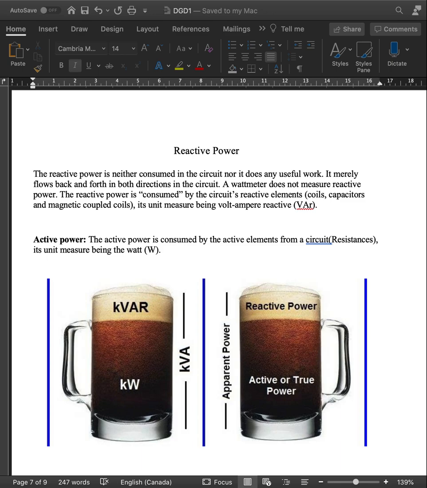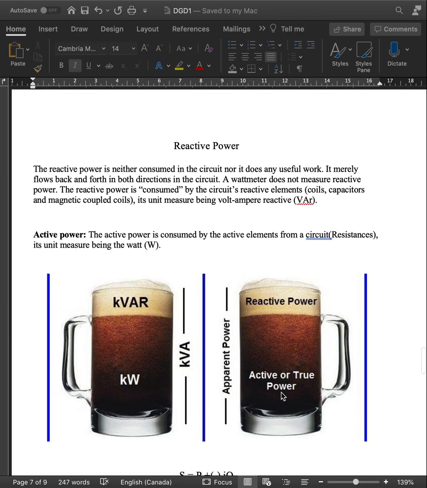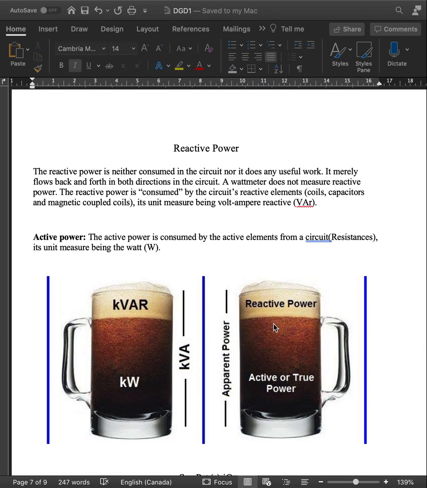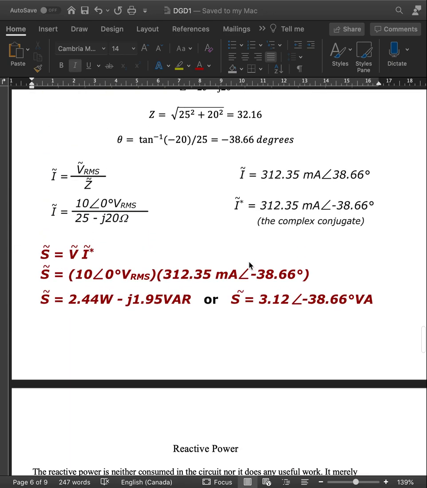The combination of true power and reactive power is called apparent power. As we can see from the diagram here, it says kilowatt, you can just assume kW here. Active or true power is generally the major component in a circuit, and the reactive power is a little bit of foam that doesn't add anything to the circuit. It's just an extra which is being consumed, but not by the active elements of the circuit. And we always see that the actual power is always greater than the reactive power, even if only by a tiny amount, in most cases.